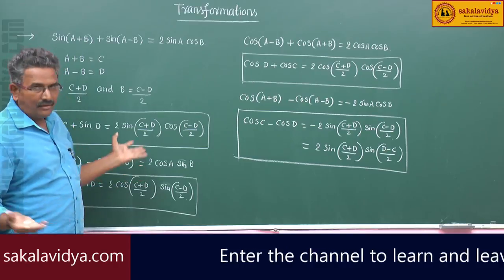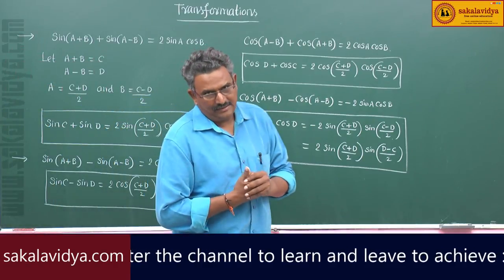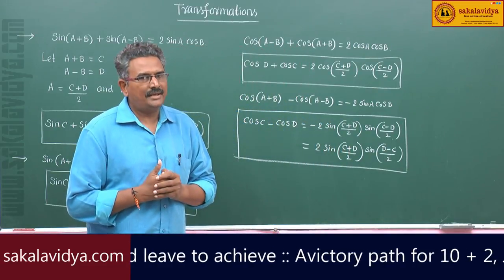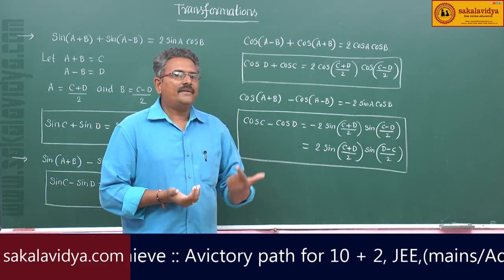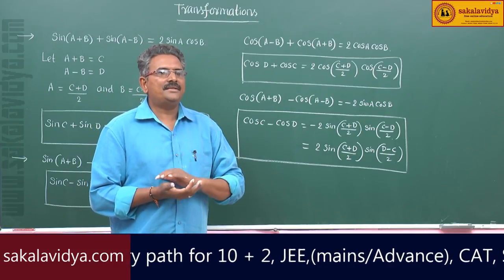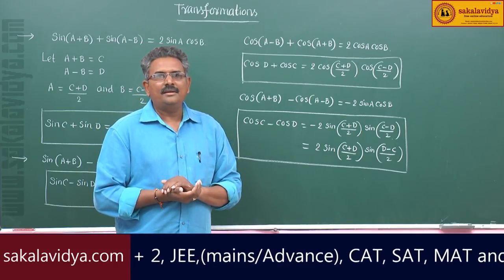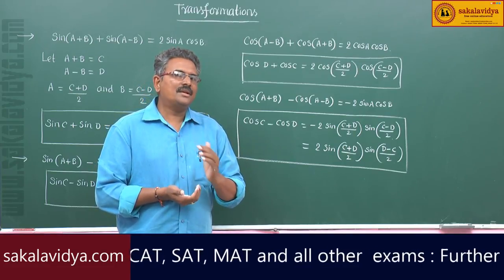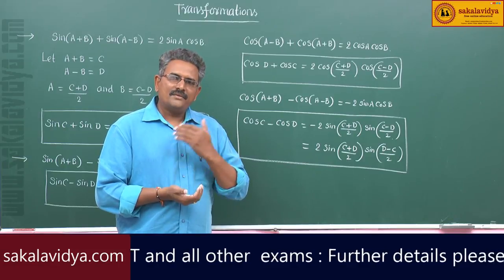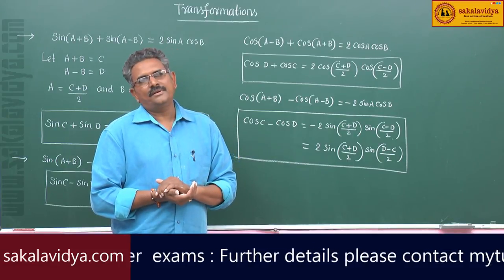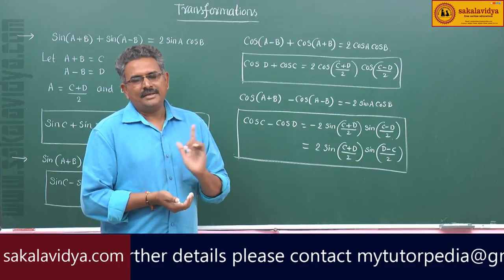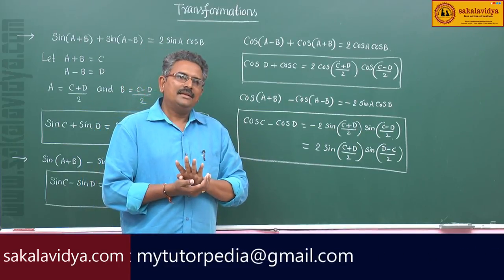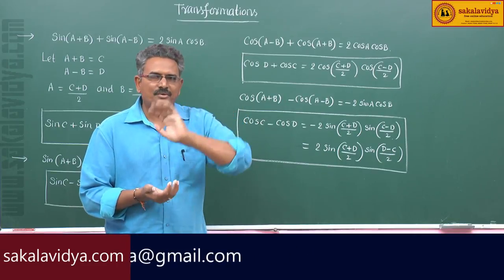So let me revise all the formulae for a while. Sin of a plus b plus sin of a minus b is equal to 2 sin a cos b. Sin of a plus b minus sin of a minus b is equal to 2 cos a sin b. Cos of a plus b plus cos of a minus b is equal to 2 cos a cos b. Cos of a plus b minus cos of a minus b equals minus 2 sin a sin b. Using these four formulae, the sum can be changed into product.